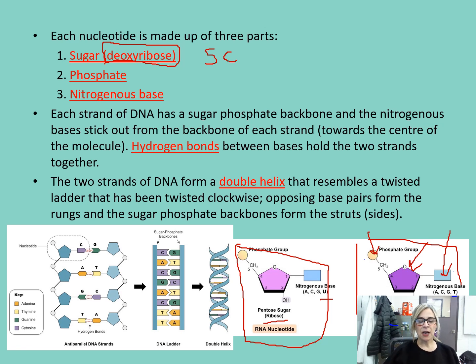different parts. Now, the other thing that you'll notice is that we have these base pairs matching up with each other.